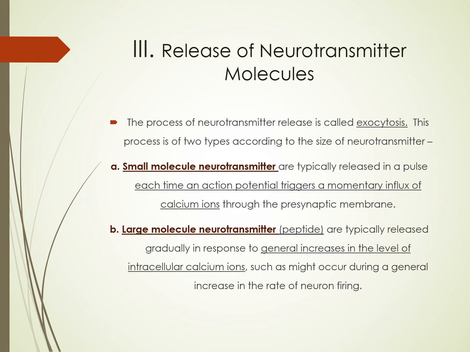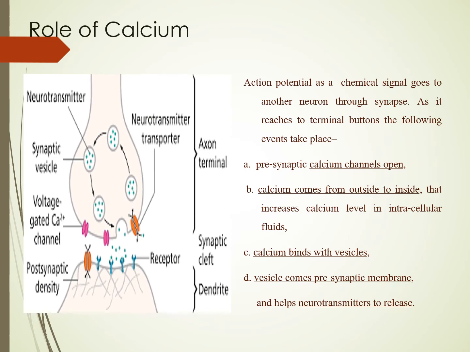Large molecule neurotransmitters are basically peptides, as we already knew, and are typically released gradually in response to general increases in the level of intracellular calcium ions, such as might occur during a general increase in the rate of neuron firing. So here is the role of calcium, which has been clearly given.